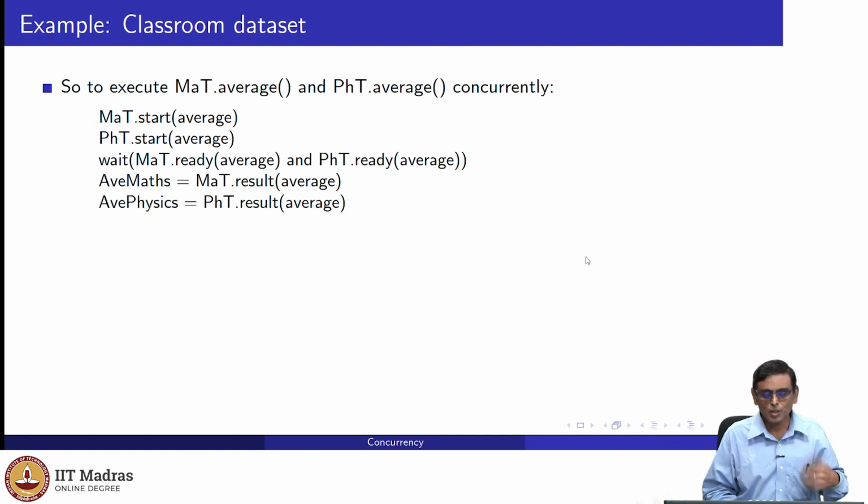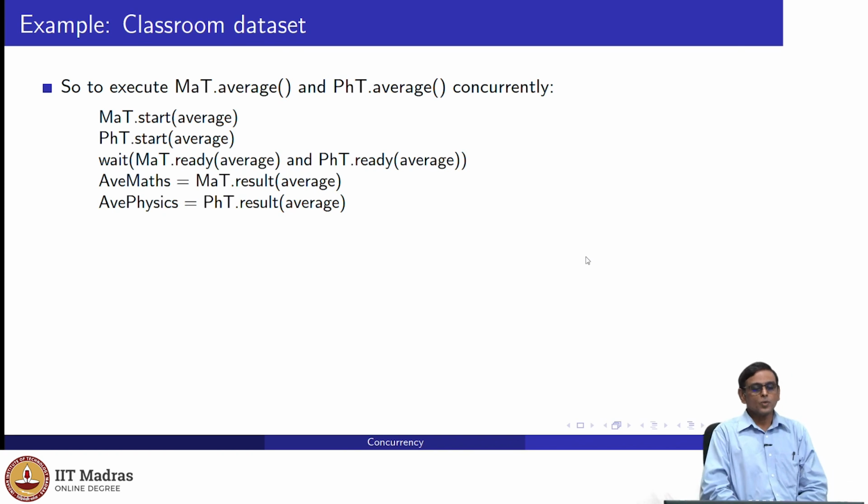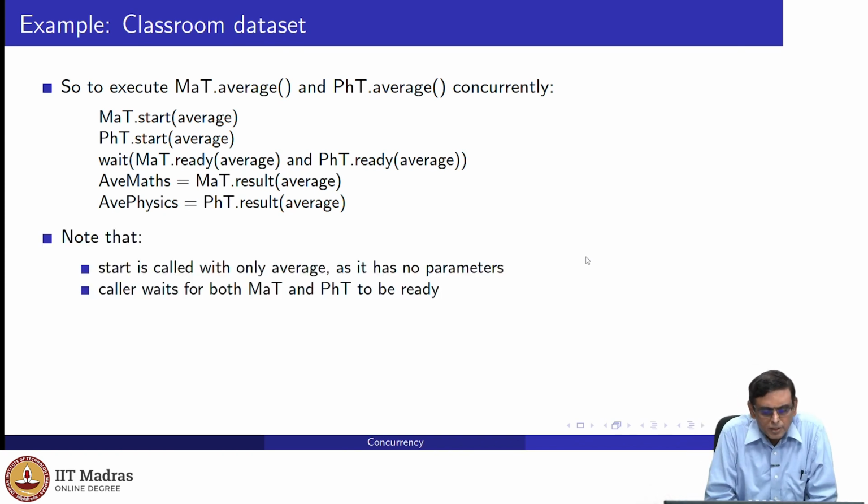In some sense there is a cost in terms of coding that you have to do in order to structure the concurrency. So this is what you have to do. Alright. Now note that the caller is waiting for both maths and physics teacher to become ready through that boolean AND, right, which is there between the two. Alright.